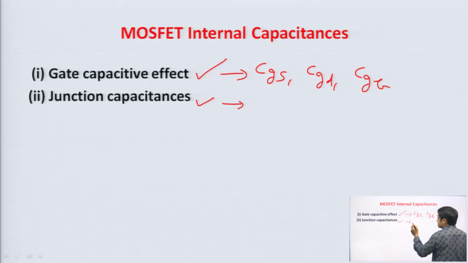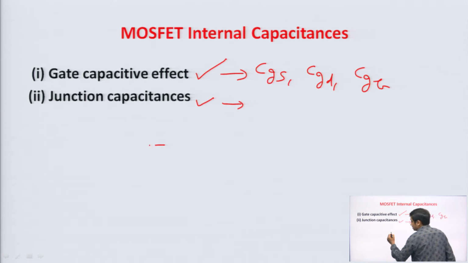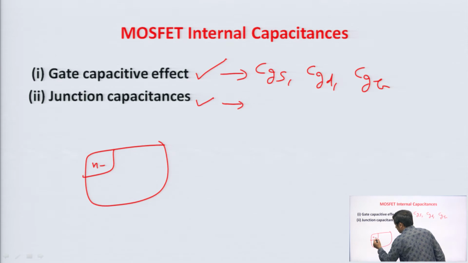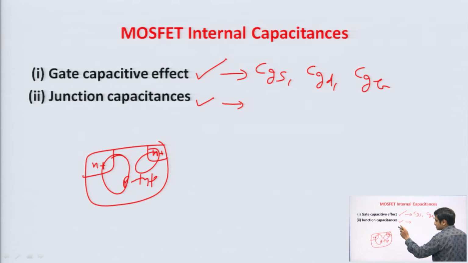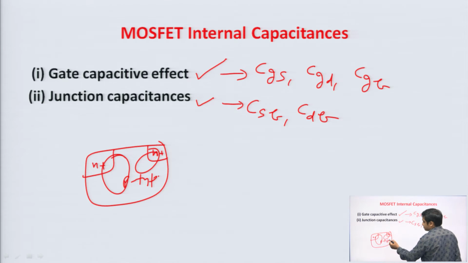Junction capacitances are formed at the junction. You know that this is your N plus source, N plus drain, and this is your P type. So this is your PN junction. The capacitance formed at the junction is called junction capacitance, and these capacitances are source to body and drain to body, because this P type is your body substrate. So, these are the internal capacitances.